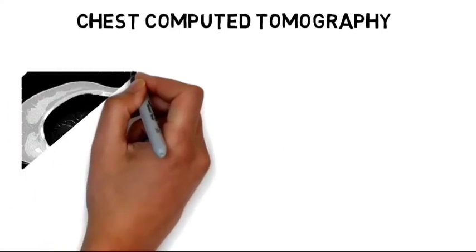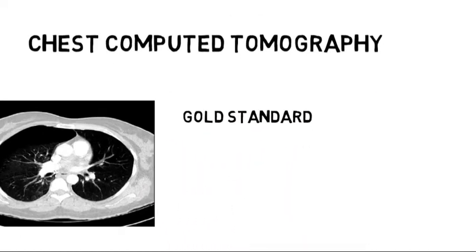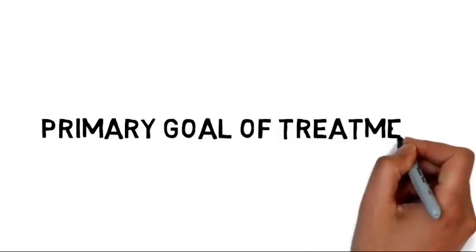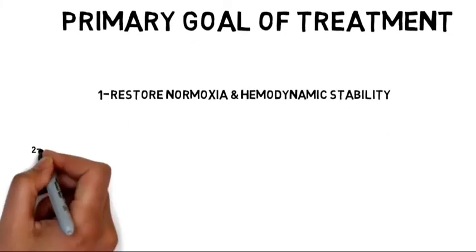The third test for diagnosing pneumothorax is chest computed tomography. It is gold standard for diagnosing pneumothorax. The next step is treatment. The primary goal of treatment is to restore normoxia and hemodynamic stability and to evacuate the air from the pleural space.